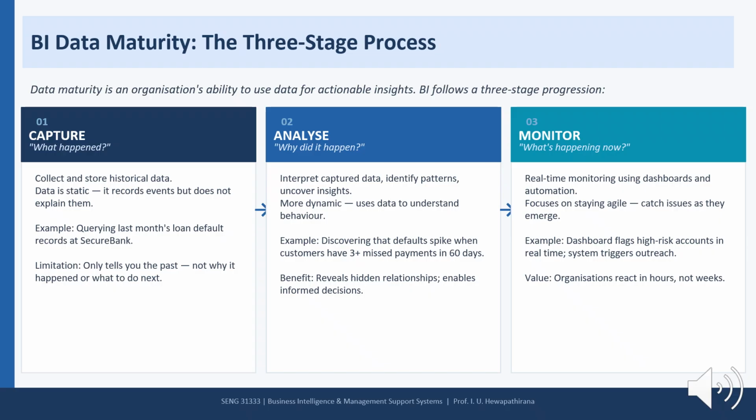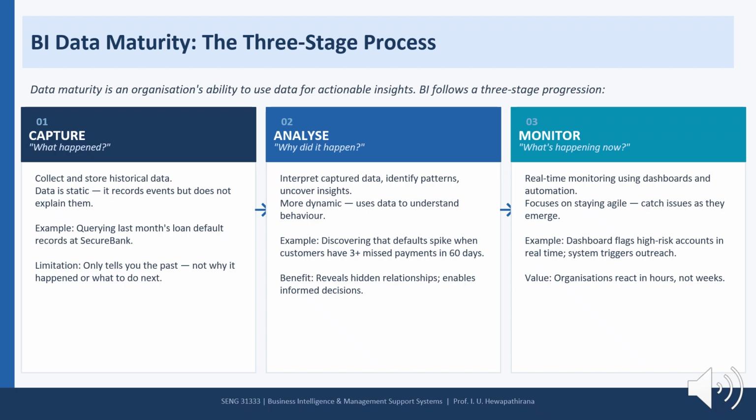The second stage is analyze, which answers the question, why did it happen? This is where the real intelligence begins. Analysts interpret the captured data, look for patterns, and uncover relationships. At Secure Bank, analysis revealed that loan defaults spike sharply when a customer misses 3 or more payments within a 60-day window. That is not obvious from raw data, it requires systematic analysis to discover. The benefit of this stage is that it reveals the hidden causes behind the outcomes you observed in the capture stage.